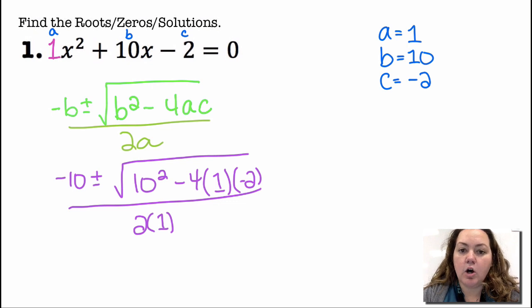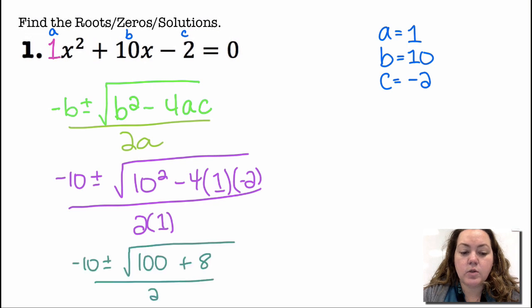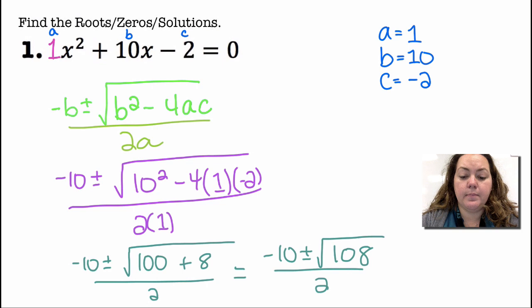Now I'm just going to solve using order of operations. Please excuse my dear Aunt Sally: parentheses, then exponents, multiplication or division from left to right, addition or subtraction from left to right. All right, so 10 squared becomes 100, 10 times 10. Negative 4 times 1 is negative 4. Negative 4 times negative 2 becomes positive 8. So I have 100 plus 8, and inside there, 100 plus 8 is 108. So I have negative 10 plus or minus the square root of 108 over 2.